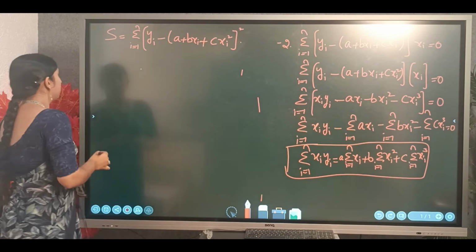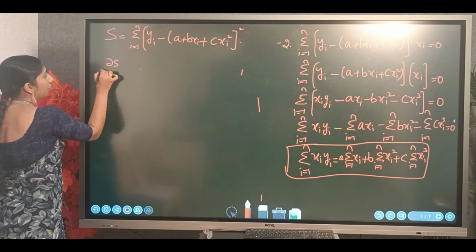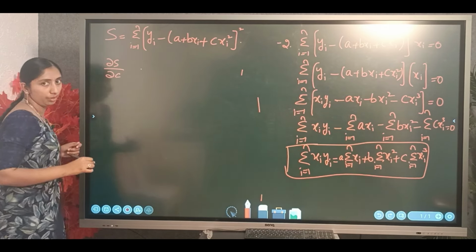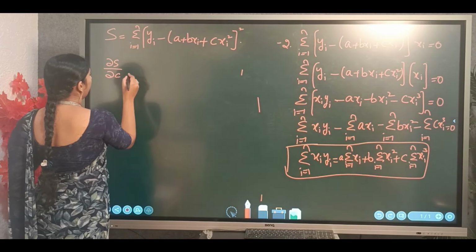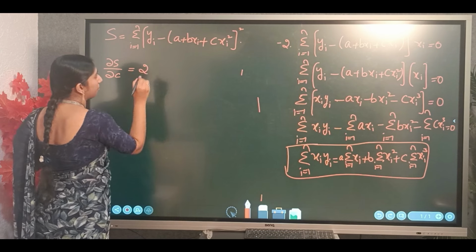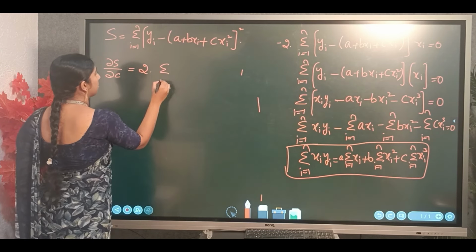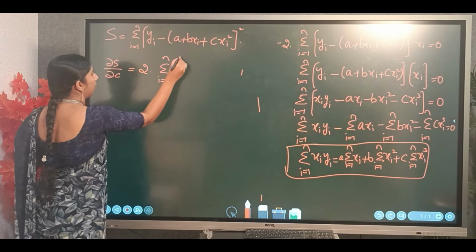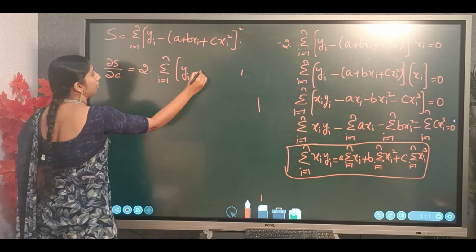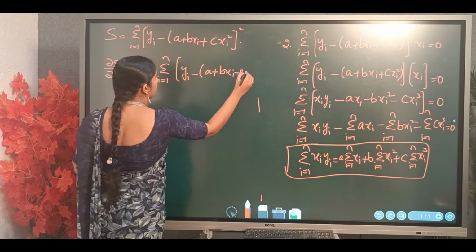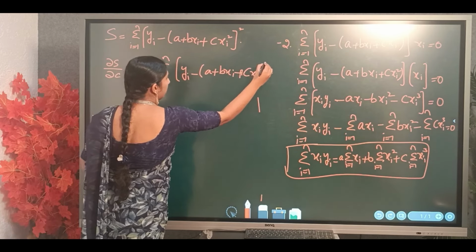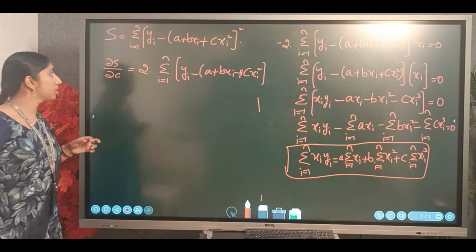Okay. So for ∂S/∂c we are finding. So what do we get? The same procedure we have done earlier is repeating here: 2 into summation i equals 1 to n of (yi minus (a plus b xi plus c xi squared)). So we are differentiating with respect to c.